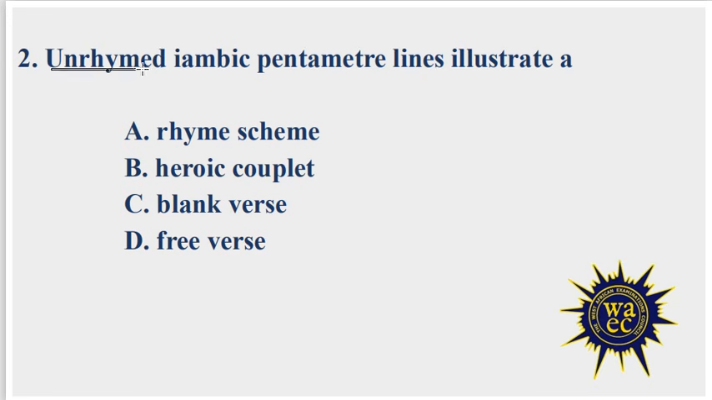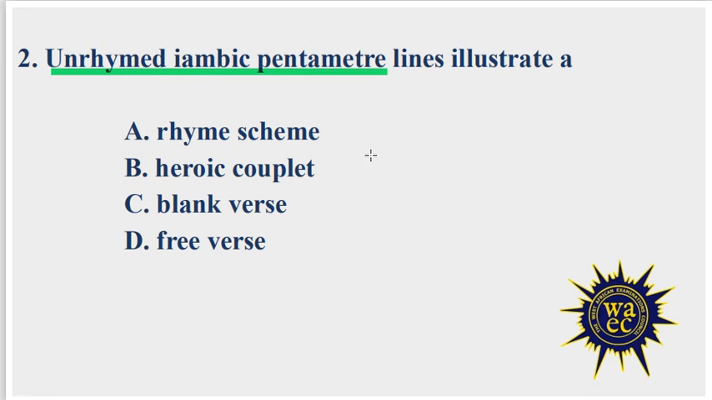Number 2. Unrhymed iambic pentameter lines illustrate a dash. A. Rhyme scheme. B. Heroic couplet. C. Blank verse. D. Free verse. Let's see these options one after the other.